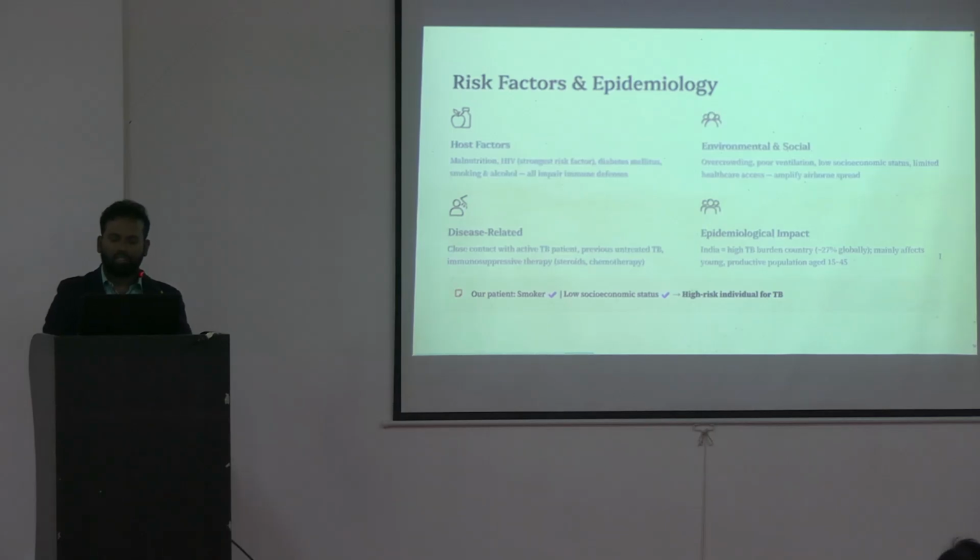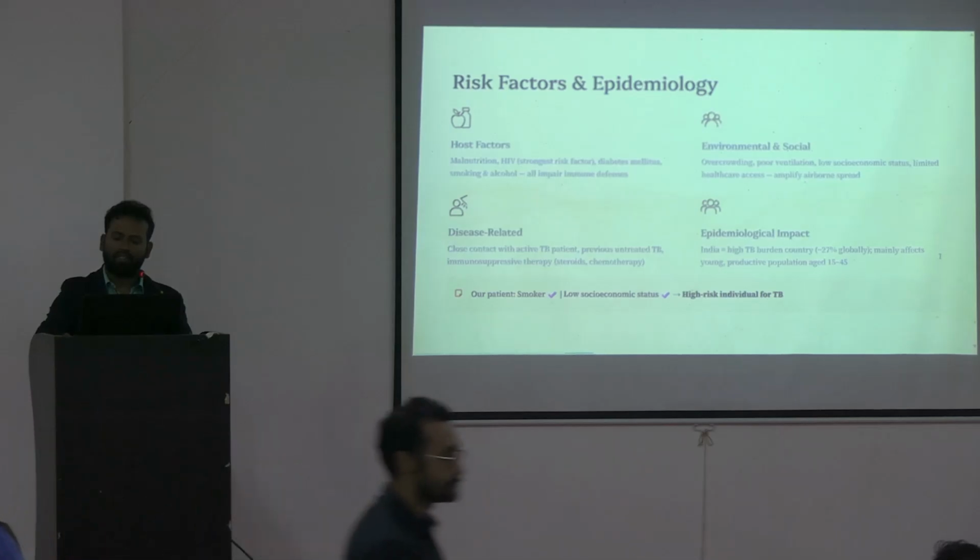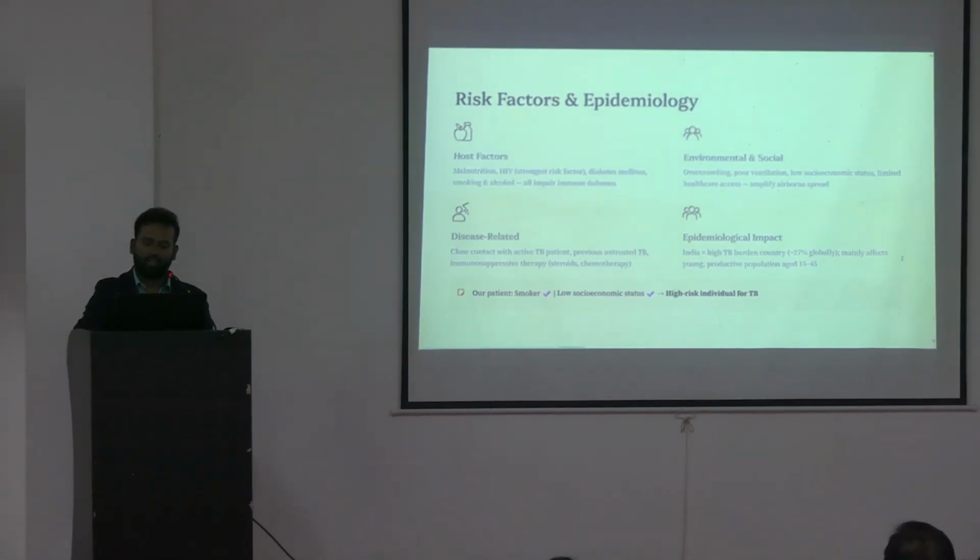Risk factors and epidemiology: among host factors, HIV is the strongest risk factor in India. And in India, conditions like malnutrition and diabetes mellitus are equally important contributors. Smoking also plays a major role by damaging lung defenses. Environmental factors such as overcrowding and poor ventilation significantly increase transmission. This is why TB is more common in slum areas, prisons, and densely populated regions.